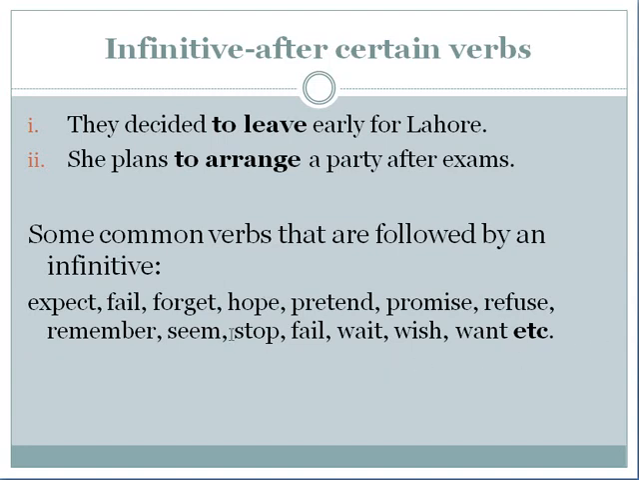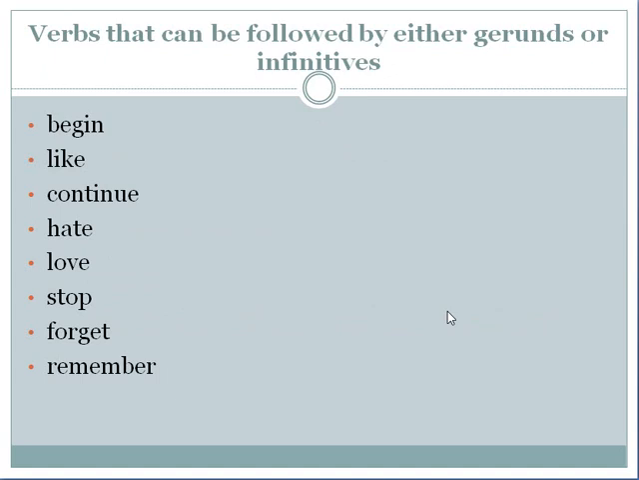There are some common verbs that are followed by an infinitive. This is the same thing that we discussed in gerunds. Some verbs are always followed by an infinitive, like expect, fail, forget, hope, pretend, promise, refuse, remember, seem, stop, wait, wish, want, and many more. There are dozens of such verbs. If you talk about the word forget, I can give you the example: He forgets to do homework. Forget to do. To do is an infinitive.